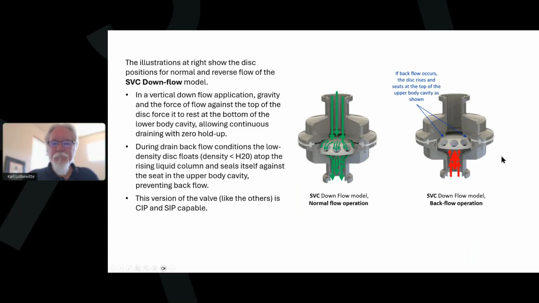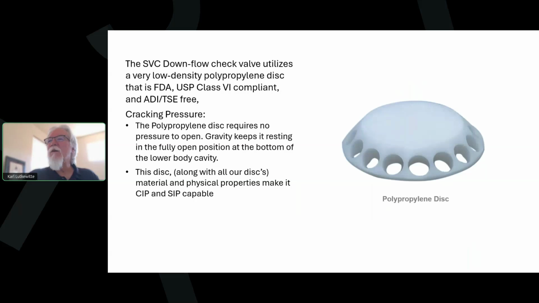Pretty simple. This valve, the SVC downflow, as well as the SVC upflow and SHC, as I mentioned, all of these are CIP capable. They're very easy to clean and to sanitize and to SIP. So here's the disc that we use. It's a special FDA USP Class 6, very low density polypropylene disc.